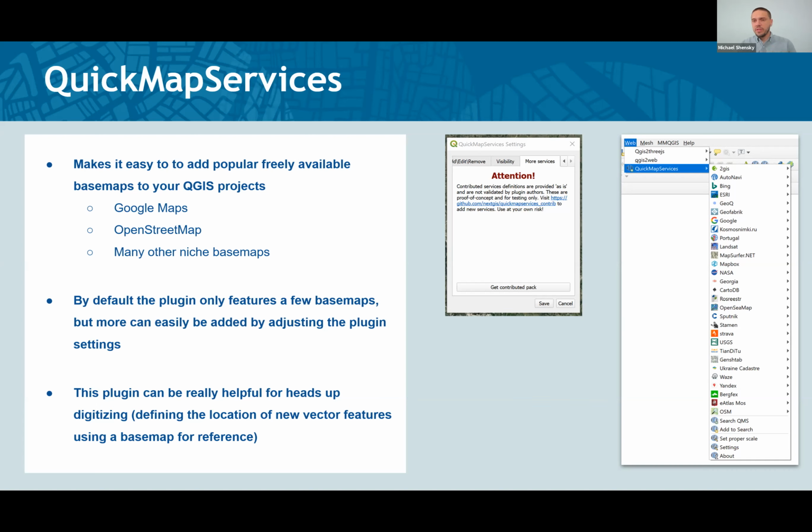And one of the things to know about the Quick Map Services is we will be making an adjustment to its default configuration. So we see a screenshot here, this kind of middle screenshot that shows a button that says Get Contributed Pack. And that button is really important to extend the functionality offered by Quick Map Services and increase the number of web map services that are available to you. So that's something that we'll be practicing. I'll show that in the demo in just a minute.